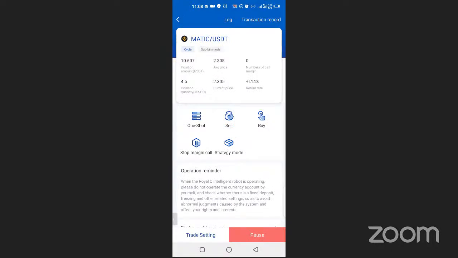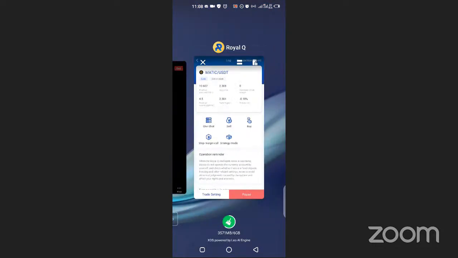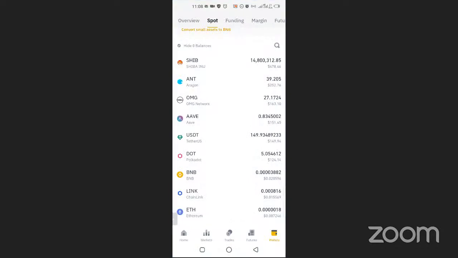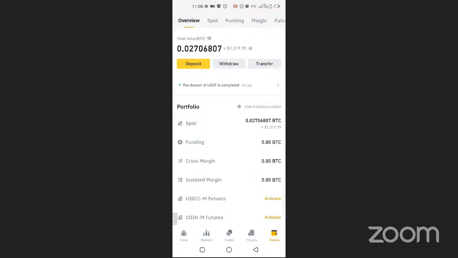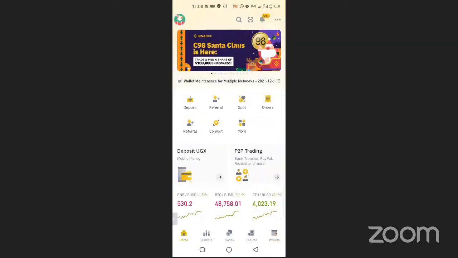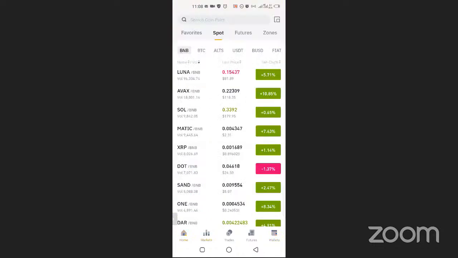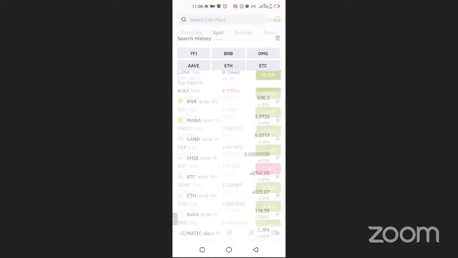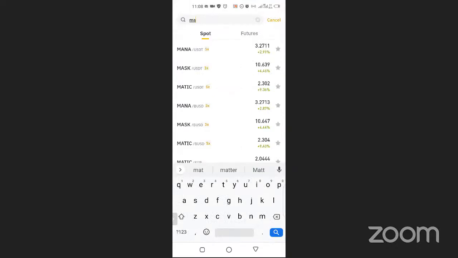Now it has started. Now immediately it has started. According to my settings, let me first check out this coin, although I've traded it. Matic USDT.